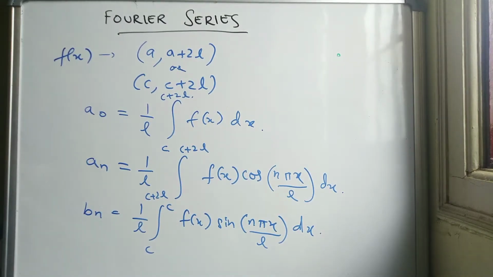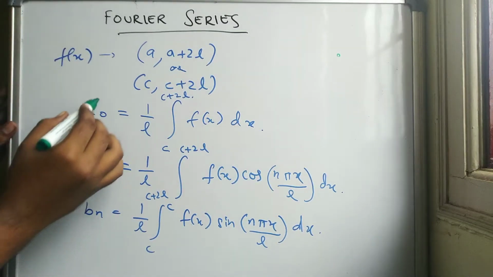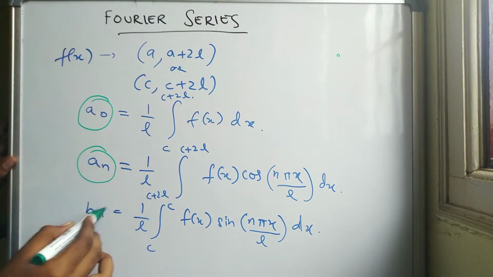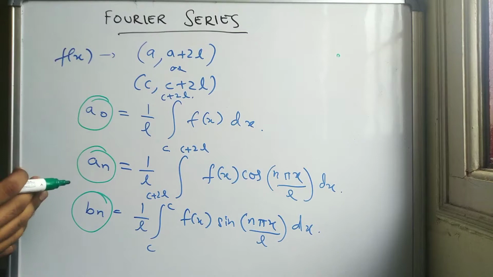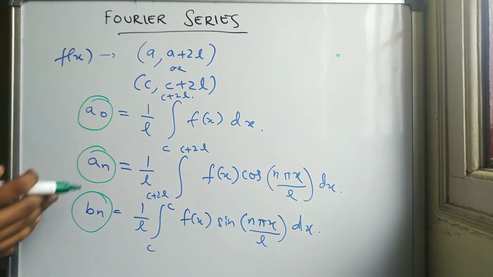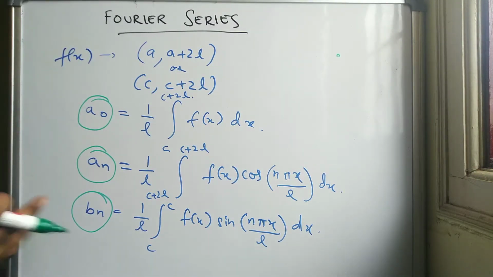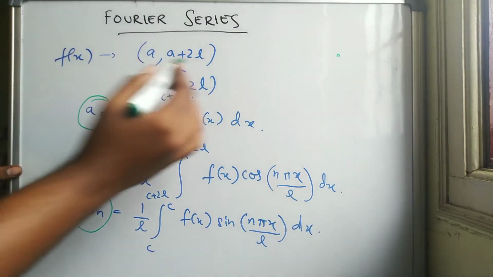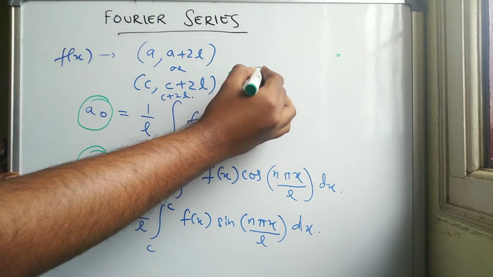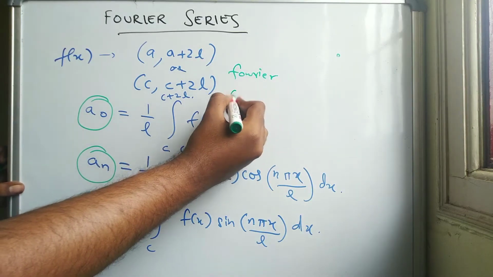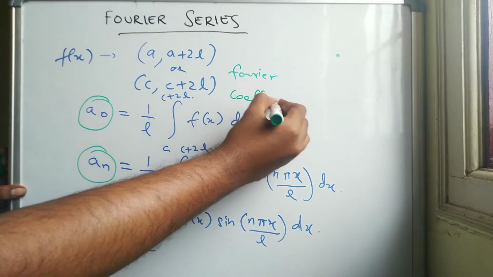Right. So in this you need to understand what a0, an, and bn are. a0, an, and bn are nothing but the Fourier coefficients.